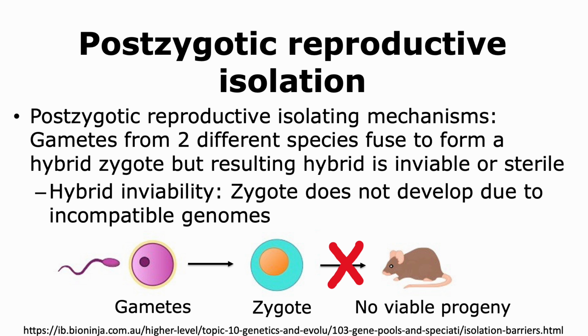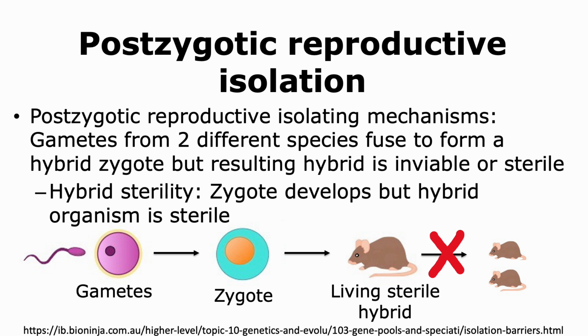Hence, when we look at the different types of postzygotic reproductive isolating mechanisms, the first one that we're going to look at is hybrid inviability. In this case, zygote formation does happen. However, the resulting zygote is not viable because it is unable to develop. It is unable to develop most probably because of the incompatibility among the genomes of the two gametes that were from different species.